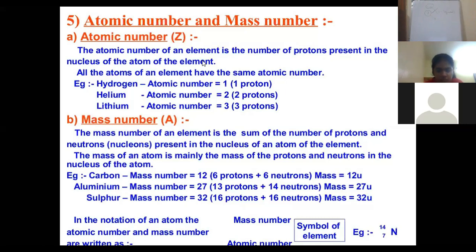The number at the bottom is the atomic number, which has been assigned to the element on the basis of the number of protons present in the nucleus. And the number on the top left-hand side is the mass number, which is the number of protons plus the number of neutrons present in the nucleus of an element.